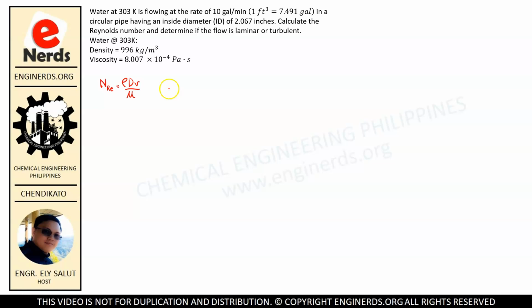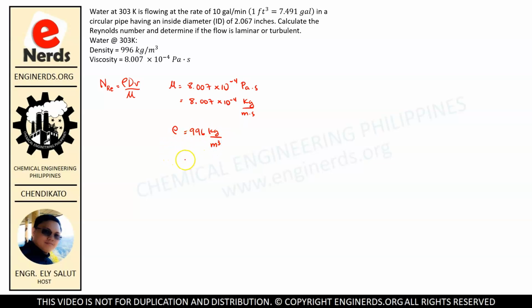So, we have our viscosity, which is equal to 8.007 times 10 to the negative 4 Pascal seconds. And this is also equal to 8.007 times 10 to the negative 4 kilogram per meter seconds. Okay? And then our density is equal to 996 kilogram per cubic meter.